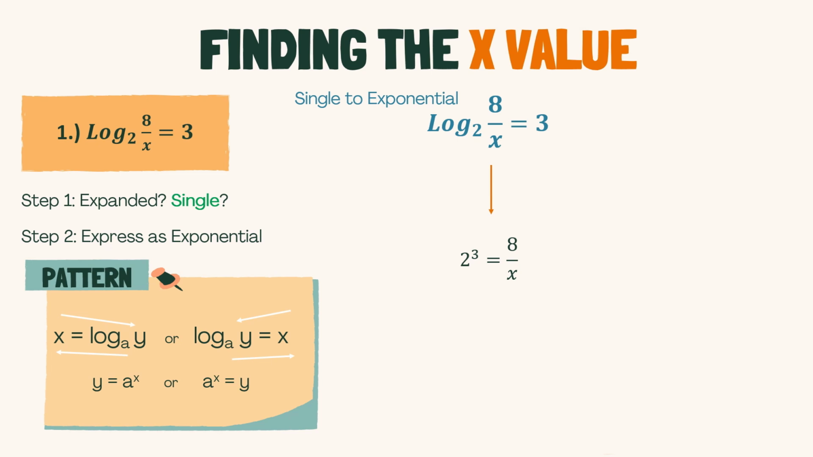And now, we simplify to find the value of x. First, by simplifying the value of 2 cubed, which is 8. Second, transfer x to the other side of the equation to get rid of the fraction, which now makes it 8x equals 8. Divide both sides of the equation by 8 to remove any number beside x. And now, we have 1 as our final answer.